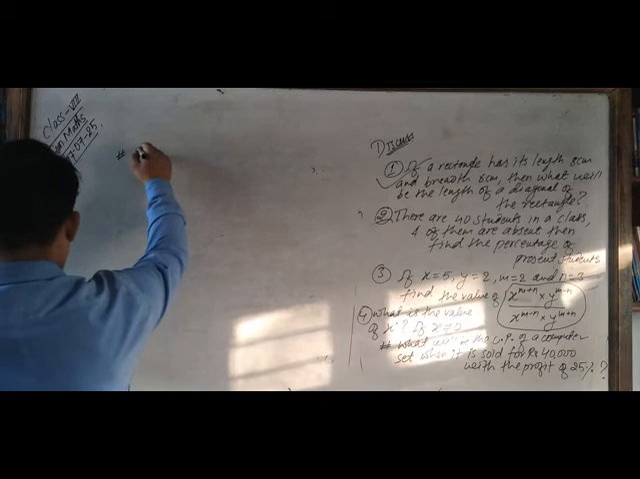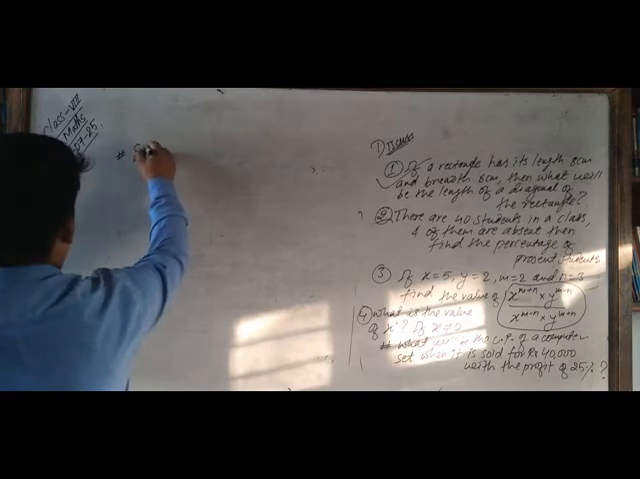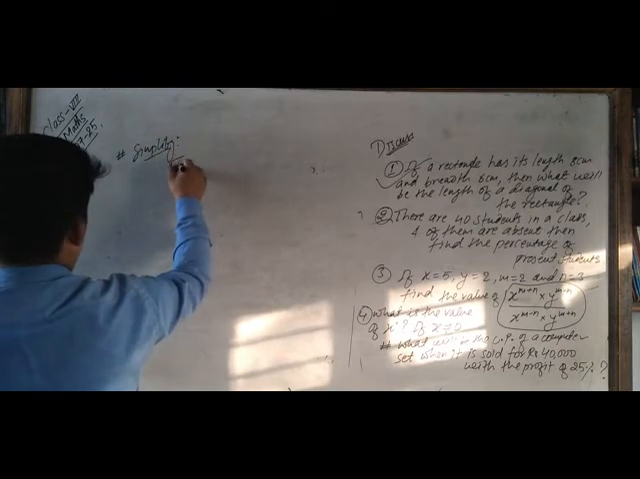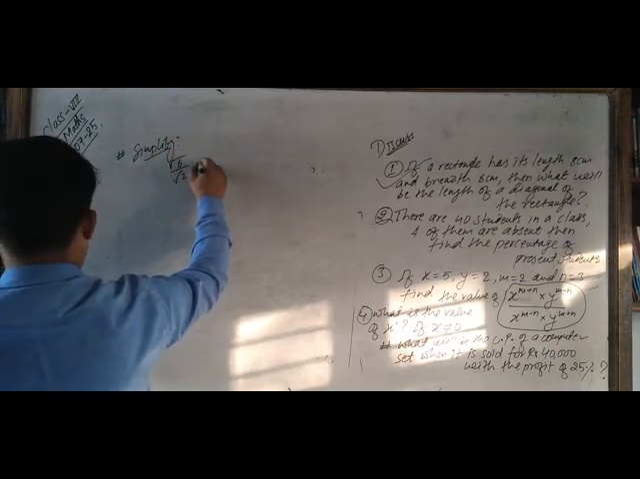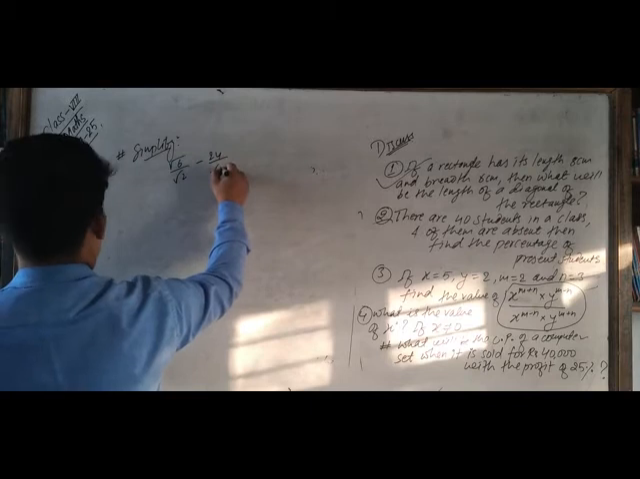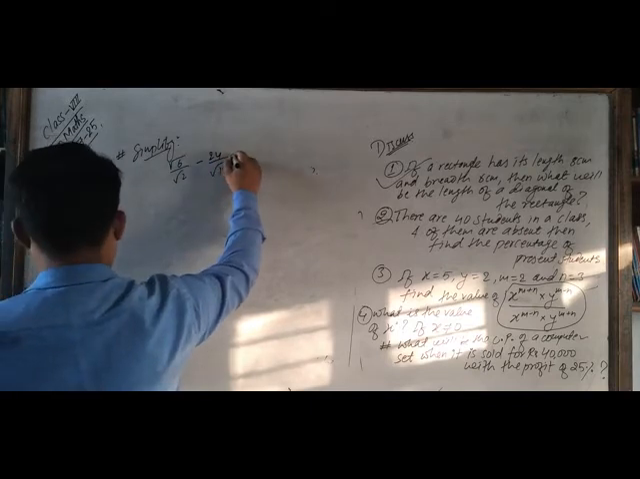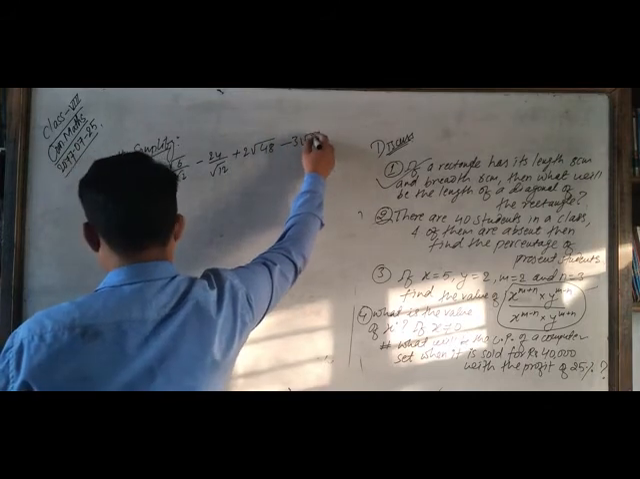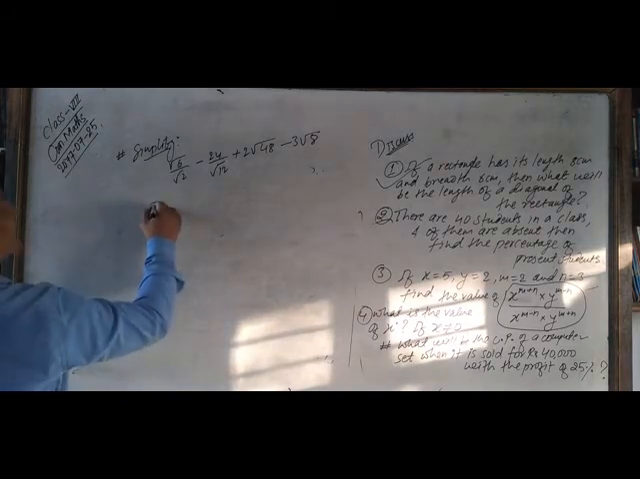Okay, I am going to write one question from the question paper: simplify square root of 6 times root 2 minus 24 over square root of 12, plus 2 times the square root of 48 minus 3 times the square root of 8. Most of the students made a mistake in this question. Okay, have a look here.